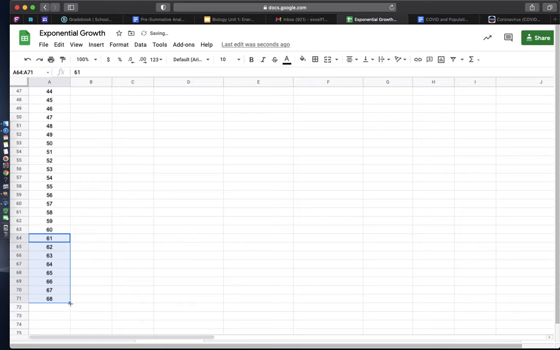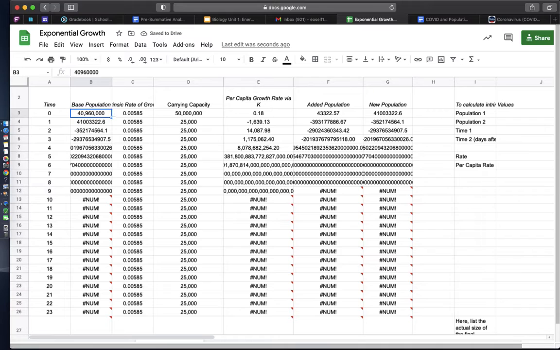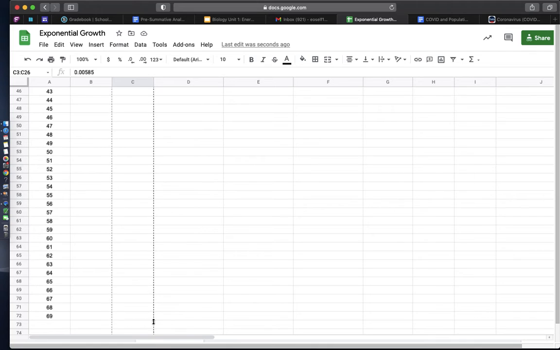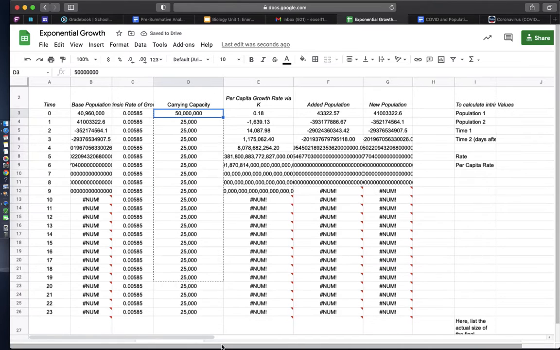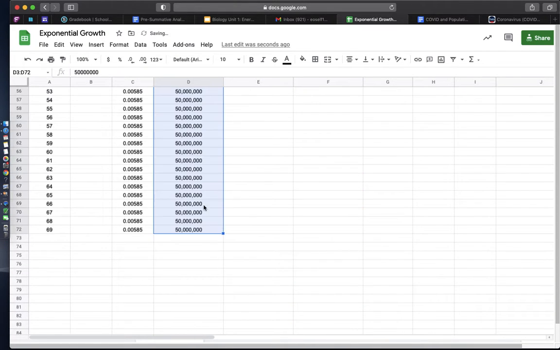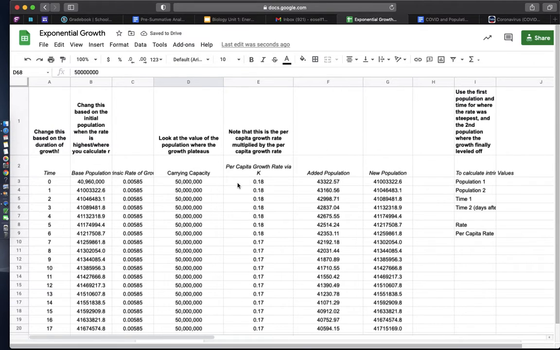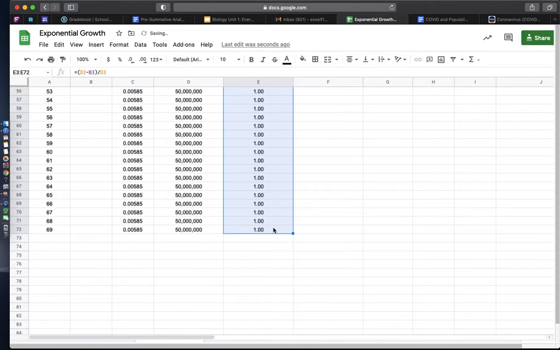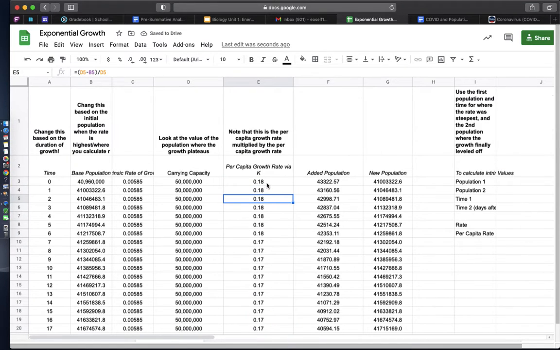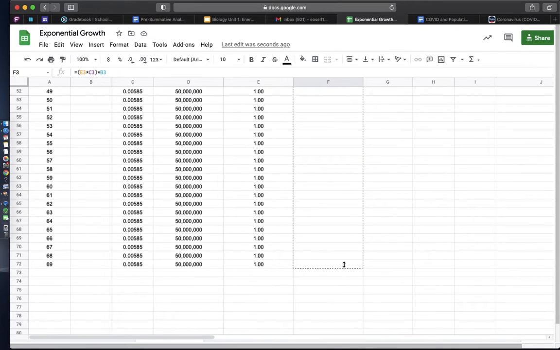Notice I'm clicking and dragging, so what I'm doing is highlighting some data and clicking down. You might be doing this for a smaller number of days, so if you need help again with your spreadsheet, let me know. 50 million, you're going to go all the way down to this because the carrying capacity never changes. The per capita growth rate is always going to be relative to the current population. The added population, we are going to apply the formula all the way down.